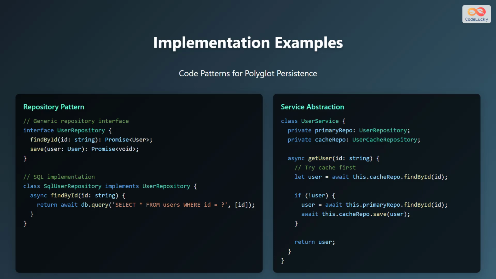Moving on to service abstraction. Here we have a user service that uses both a primary repository and a cache repository. It first tries to retrieve the user from the cache, and if it's not available, it fetches it from the primary repository and saves it in the cache.